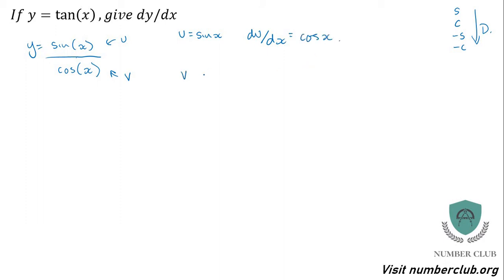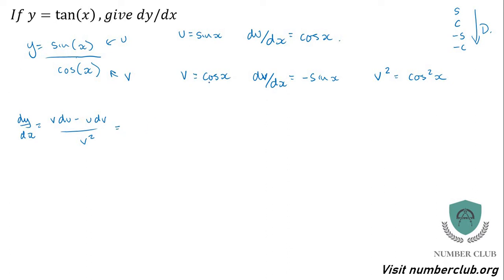And for v we have cos of x, and so when you differentiate, dv by dx is going to be negative sine of x, and v squared is going to be cos squared x. And so the quotient rule, dy by dx, will be equal to v du minus u dv all over v squared. So we'll have v du, which is cos of x multiplied by cos of x, which is cos squared x, minus u dv, which is sine of x multiplied by negative sine of x.